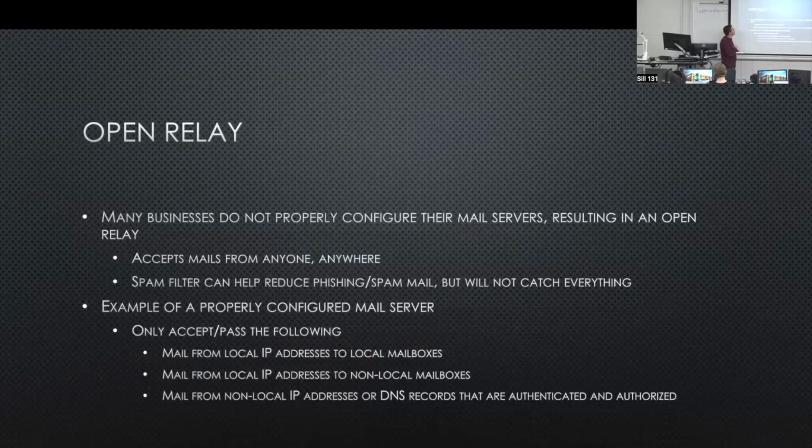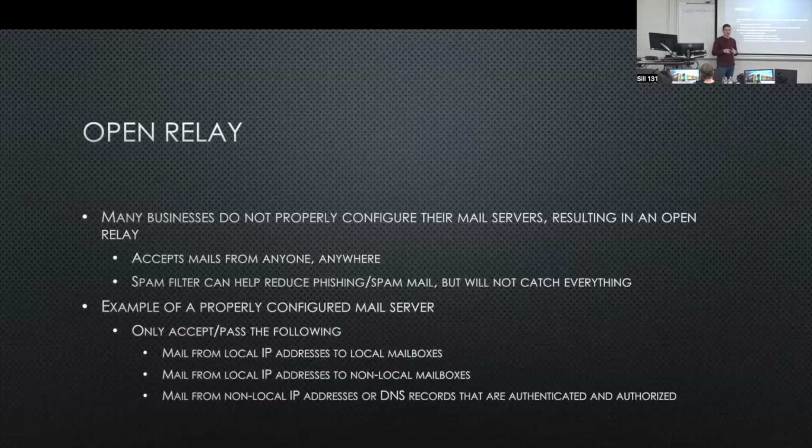So the issue becomes many businesses do not properly configure their mail servers, resulting in an open relay. An open relay means that in the process I just talked about, your server will respond to anyone sending an email to your company or your mail server. So it accepts mail from anyone, anywhere. A lot of systems are set up like this. You just send an email. If it's at emich.edu, the emich.edu server is going to respond with the information, no matter who the email is coming from, where it's coming from, anything like that.